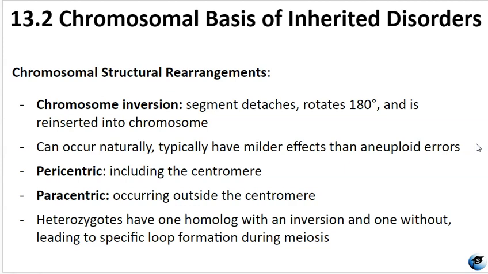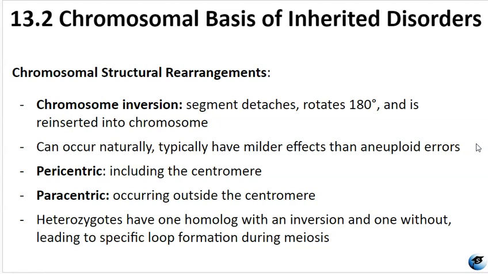So chromosome inversions involve the detachment, 180-degree rotation, and reinsertion of a chromosomal segment. Inversions can occur naturally due to mechanical shear or the action of transposable elements. Unless they disrupt gene sequences, inversions usually have milder effects than aneuploid errors. However, changes in gene orientation can affect gene expression and regulation, potentially causing abnormal levels of gene products.